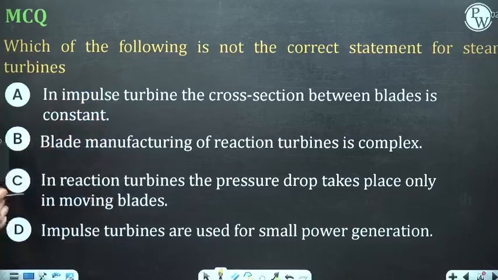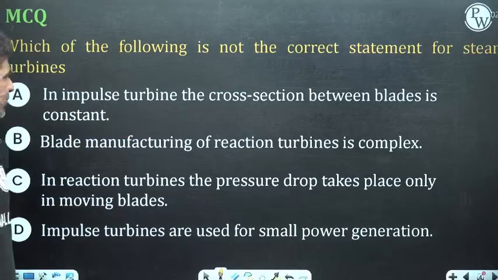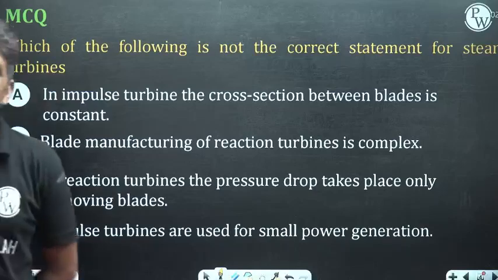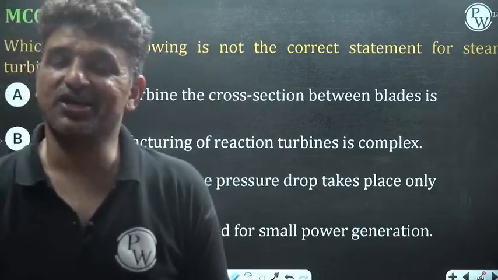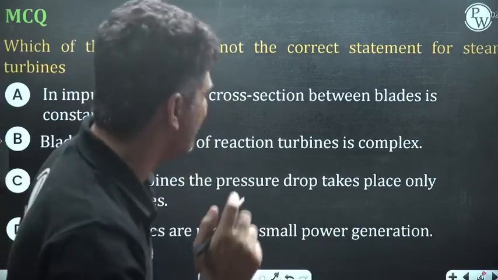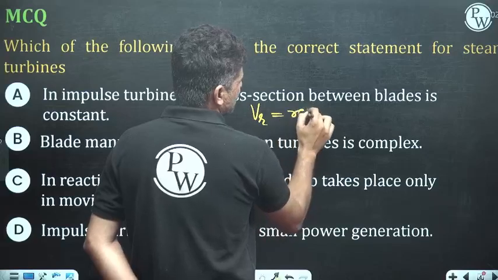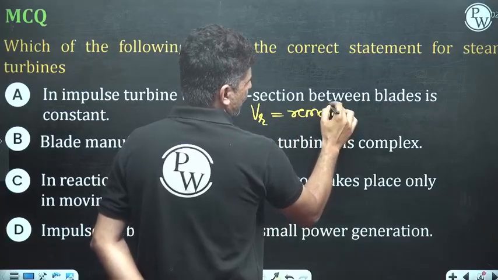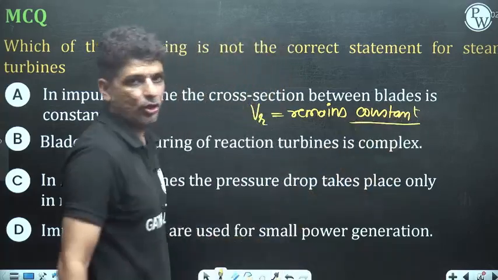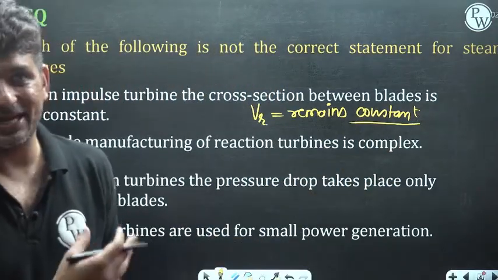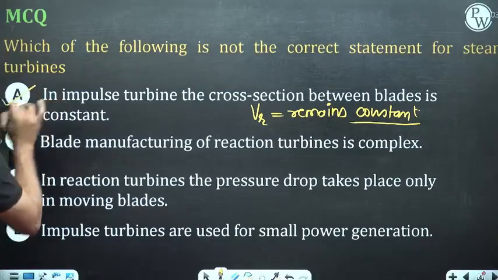Next it says, which of the following is not the correct statement for a steam turbine. He is asking for the not correct statement. So it says in an impulse turbine, the cross section between the blades is constant. We have seen that in case of an impulse turbine, the passage area, that is the cross section, remains constant, and that is the reason why VR remains constant. When it remains constant, that means there is no reaction component coming in. That means this is a pure impulse turbine. So this is a correct statement.